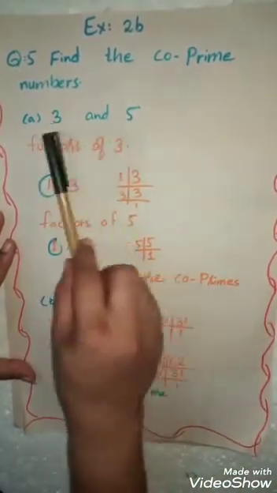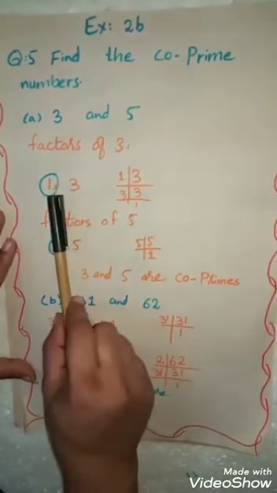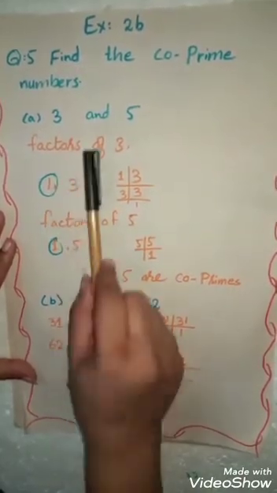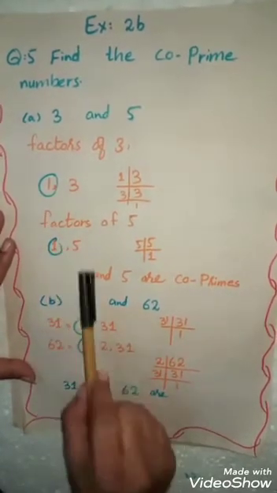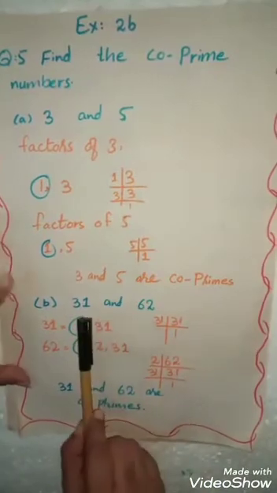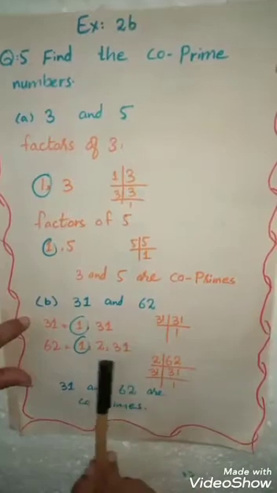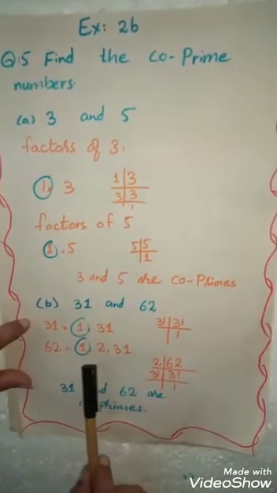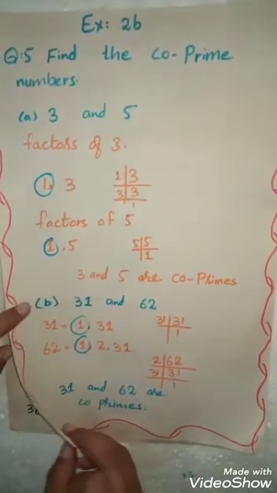Here we have our first question, 3 and 5. When we find the factors of 3, we find they are 1 and 3, and when we find the factors of 5, we get 1 and 5. So in these two numbers we have only one common factor, that is 1. So these two numbers are co-primes. Next we have 31 and 62. In both numbers we have only one common factor, which is 1. So these numbers are also co-primes. In this way, you have to check how we find the co-primes.